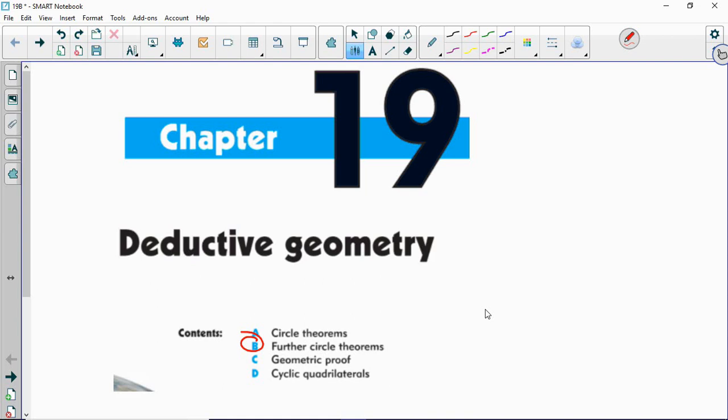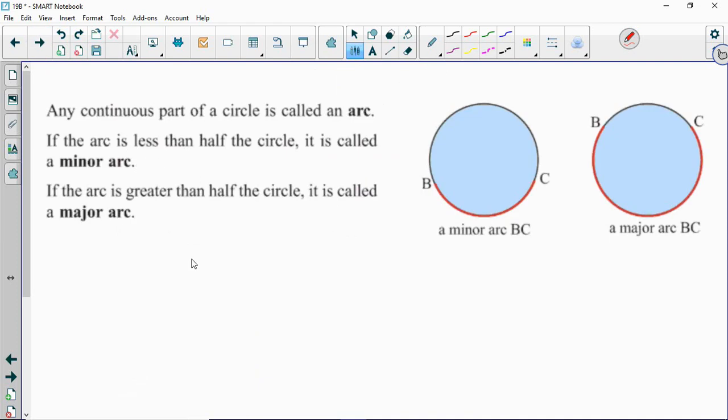All right, we're finishing off chapter 19 here with further circle theorems. So there's going to be some new theorems here. I think some of them will be new to many of you watching anyway, as well as some new vocabulary, starting with arcs. So we know that the whole way around a circle is called the circumference.